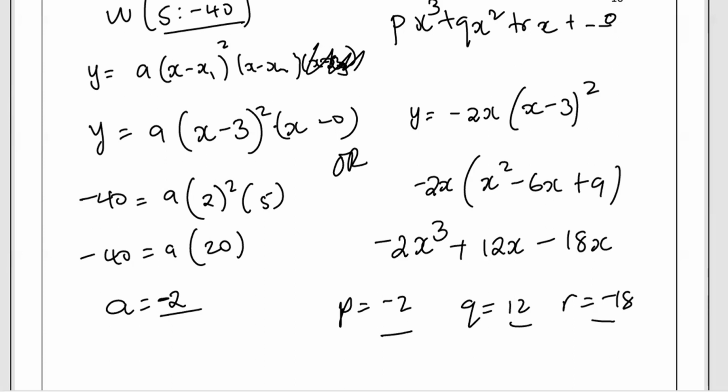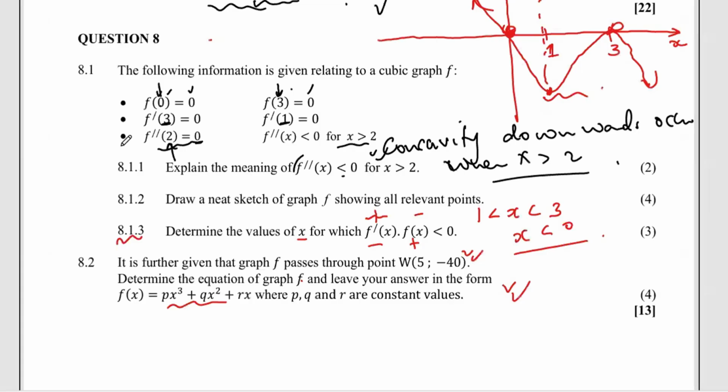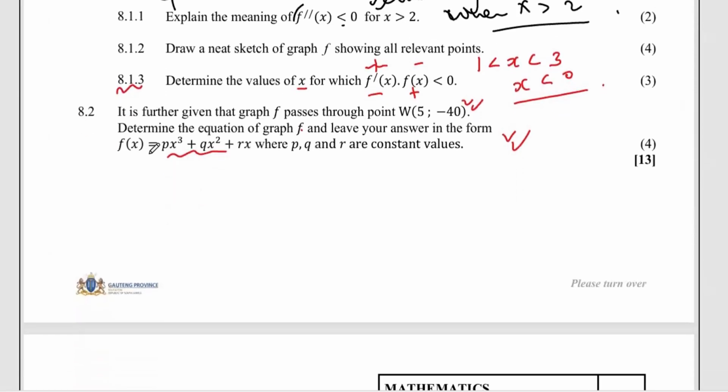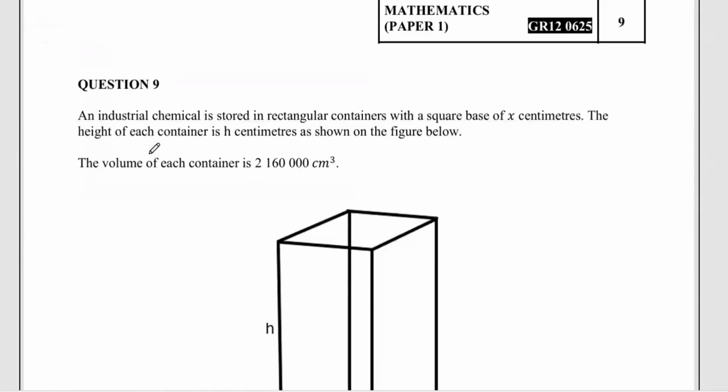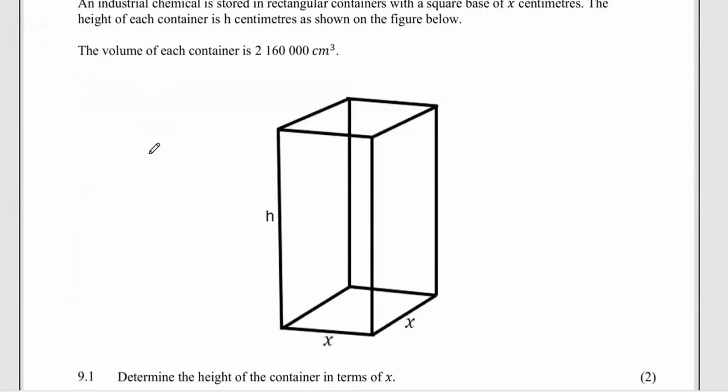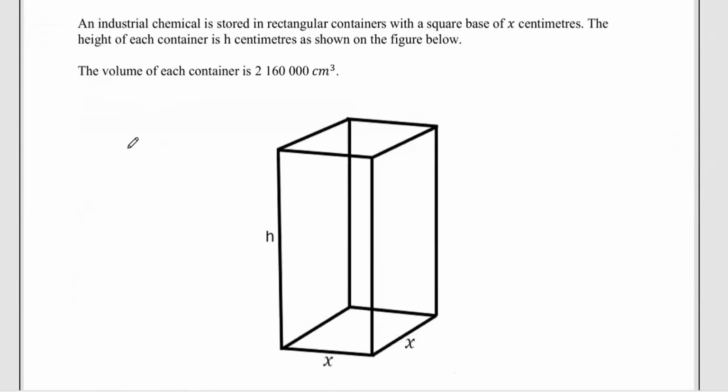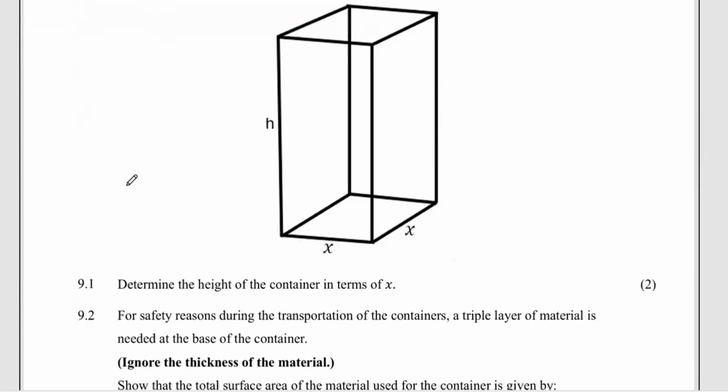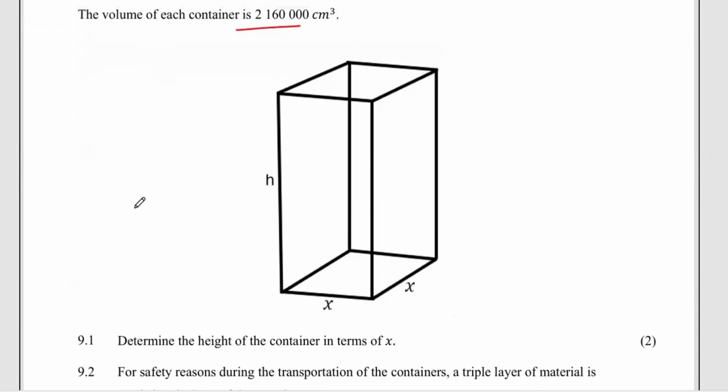Trying to get the root of the simultaneous, we shall spend a night here. Let's go to question number 9, which is the last one. Hallelujah. So an industrial chemical is stored in rectangular containers with a square base of side x centimeters. The height is given as h, shown below. The volume is this. 9.1: determine the height in terms of x.